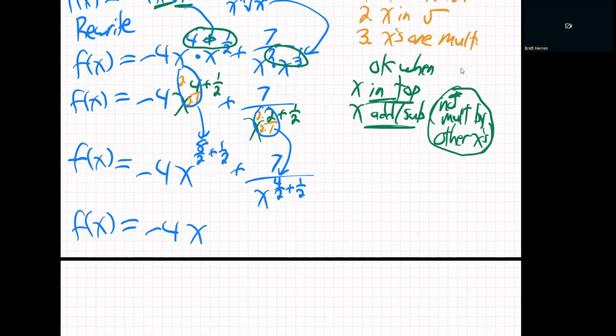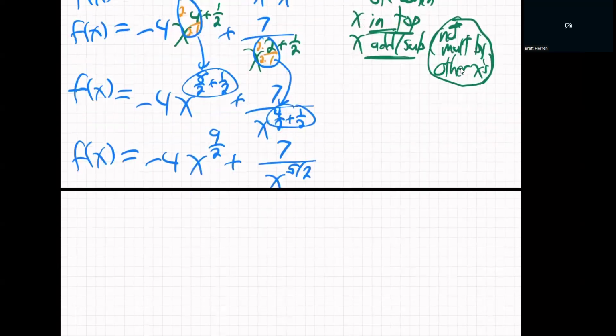Minus 4x to the 9 halves. Do you see that? 8 halves and 1 half. And this is going to be 7 over x to the 5 halves. 4 halves and 1 half, 8 halves and 1 half. Right? Okay, now are we ready to take the derivative?